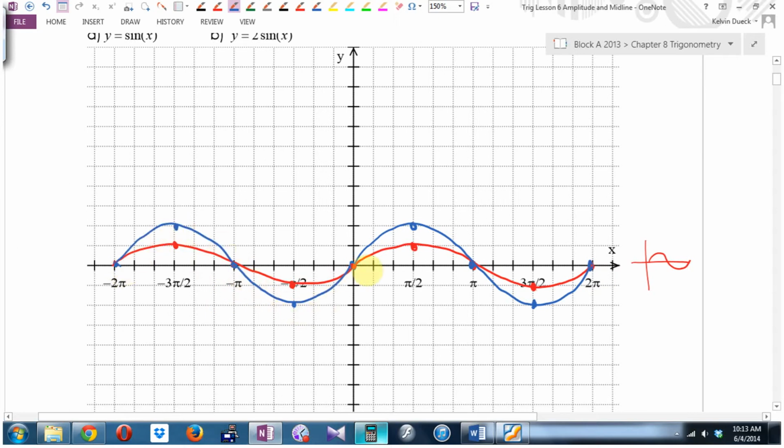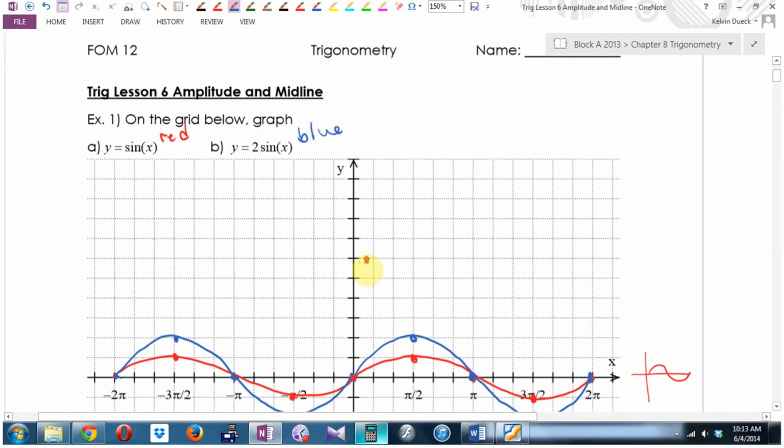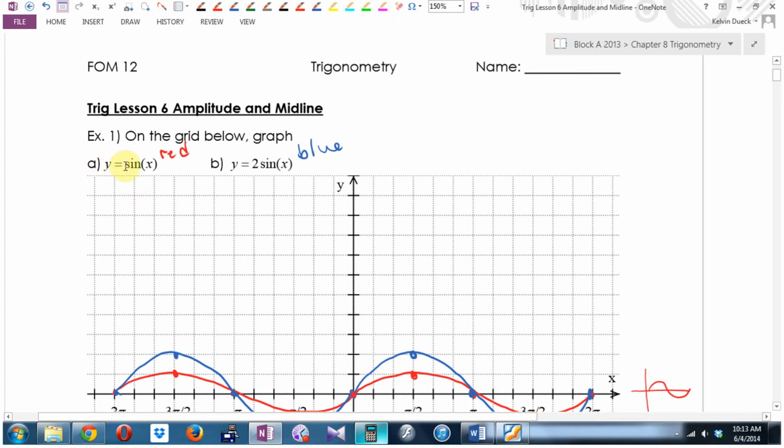It's going to look like that. You see it, Brooke? By the way, what number is sitting right here in front of the sine? It's invisible. 1. What was the amplitude? 1. What number is sitting right here in front of the sine? Obviously, 2. What was the amplitude? 2. Spotting a pattern? I wonder if that continues.